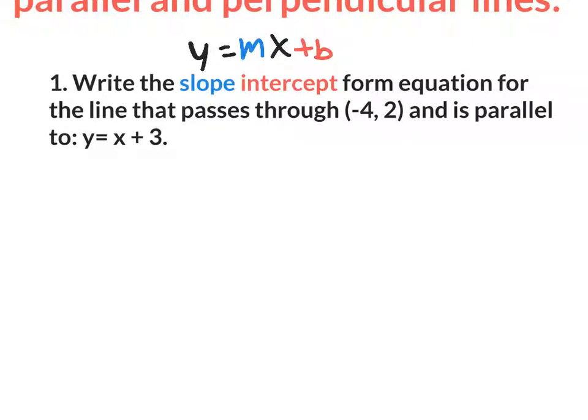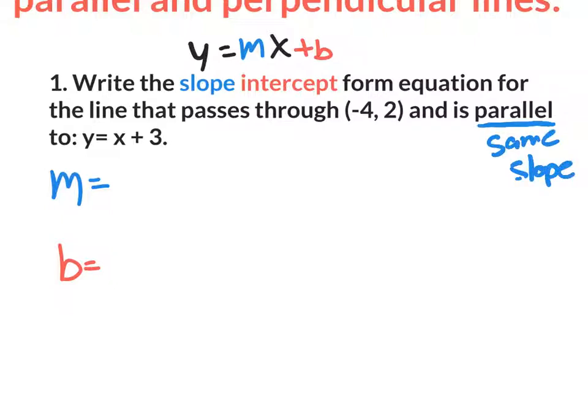In order to write a slope-intercept form equation, what are the two things that we need? A slope and a y-intercept. If we knew the m and if we knew the b, we could write our equation in slope-intercept form. Okay, so do they give us a slope or a y-intercept? Indirectly, they give us a slope. Why is that? Because the word parallel means what? Same slope.